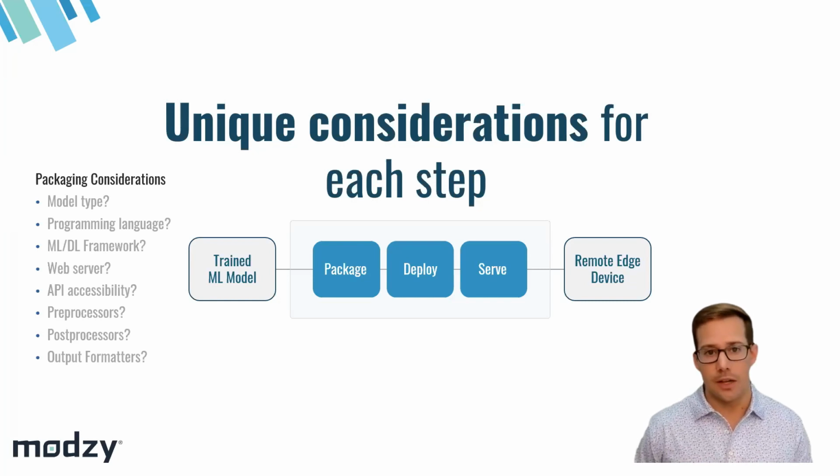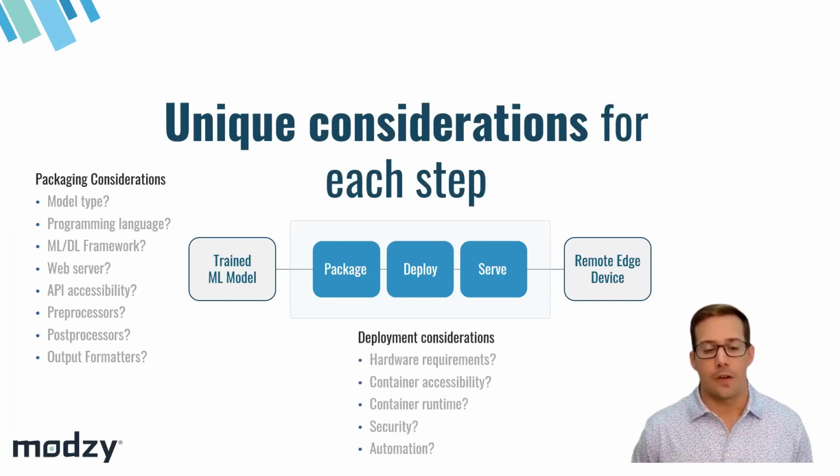Are we going to build in API compatibility or accessibility? What types of dependencies, right? So the list goes on and on and on. Similarly, when you talk about deployment considerations, you need to consider the hardware that your model needs to run, because inevitably the production environment will be different than the training environment.